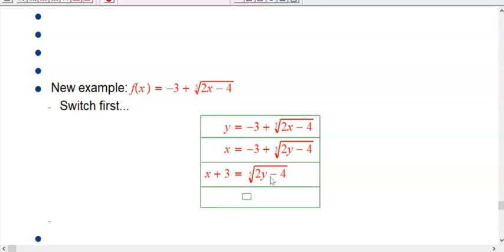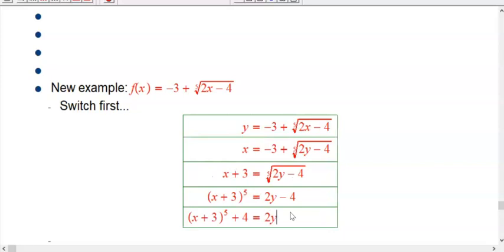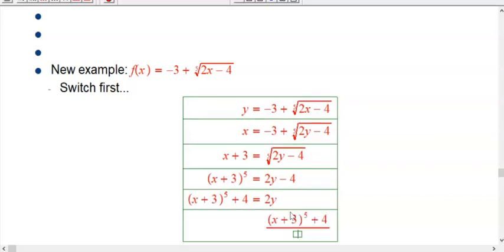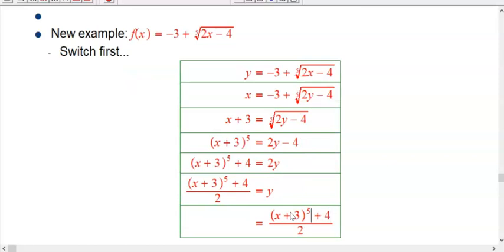Okay, now this is a fifth root. How do you undo a fifth root? You take a fifth power of both sides. Groovy. All right, we're getting close. Now I'm going to add 4 to both sides. And now I'm going to divide by 2. And I'm done. I tend to like to see that on the right-hand side. So it's kind of another switch, but not nearly as important.